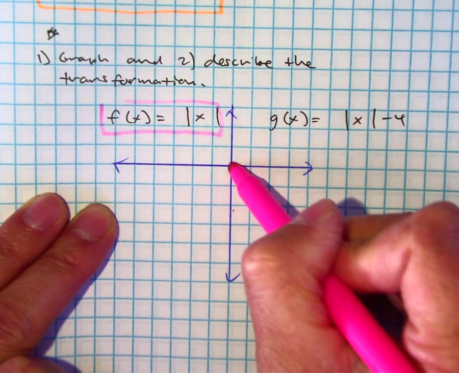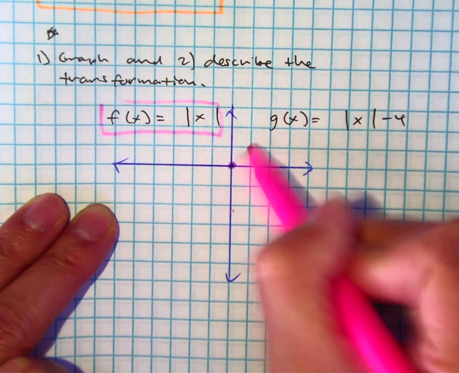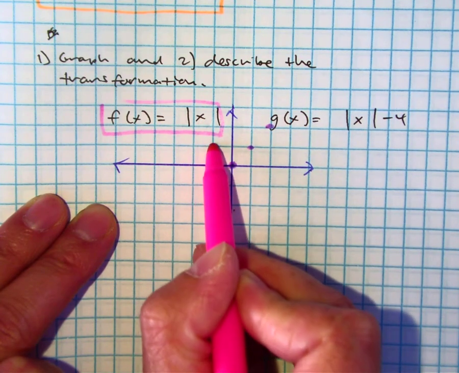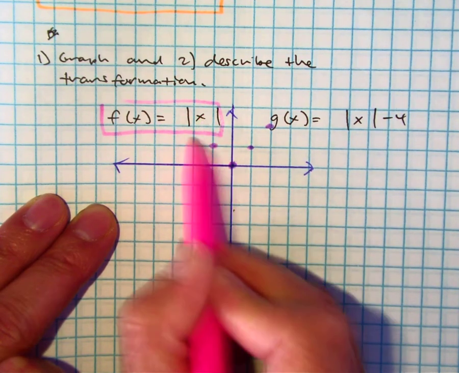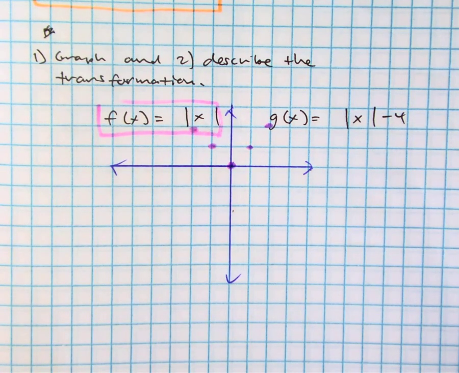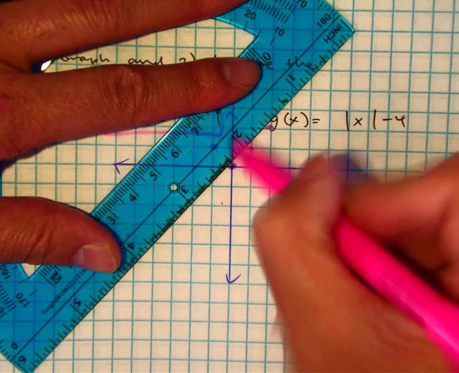If I put in x equals 0, my output is 0. If I put in 1, I get 1. If I put in 2, I get 2. If I put in negative 1, I get positive 1. If I put in negative 2, I get positive 2. So my graph looks like this. My parent function is an absolute value function.